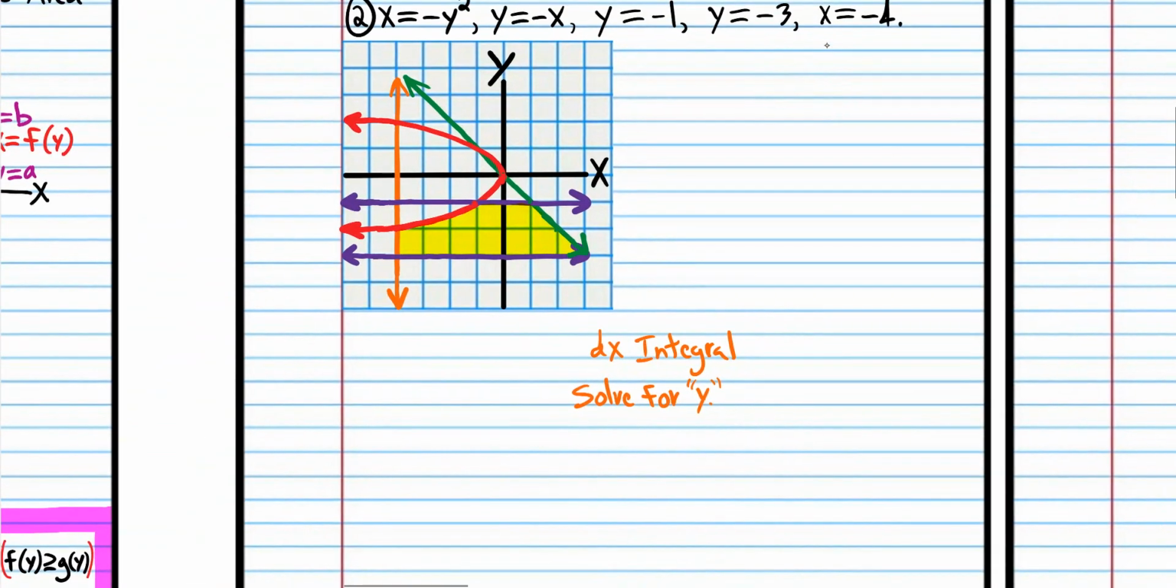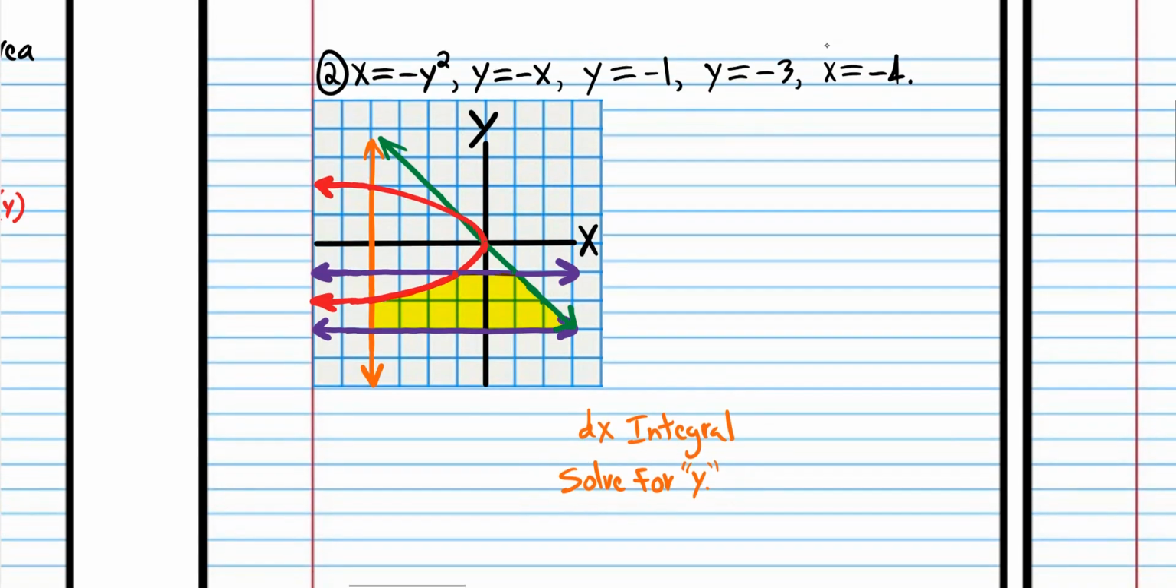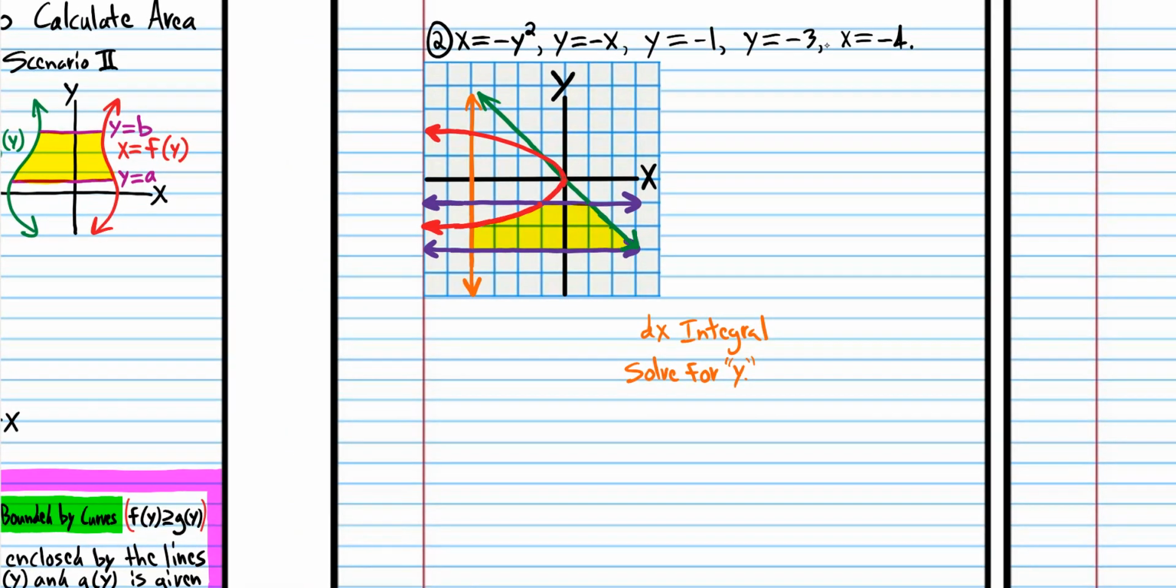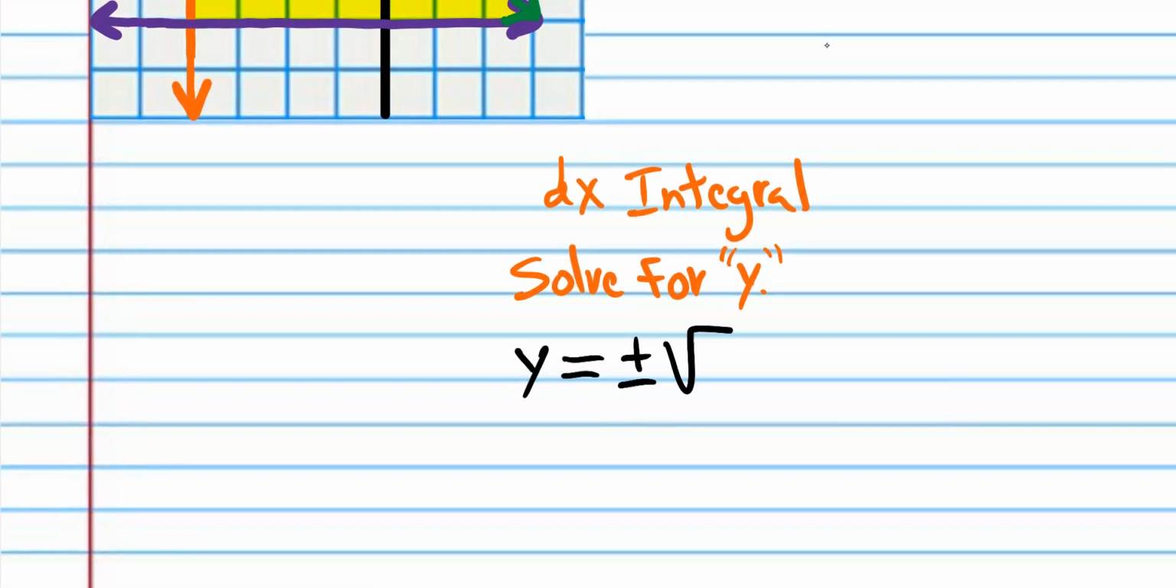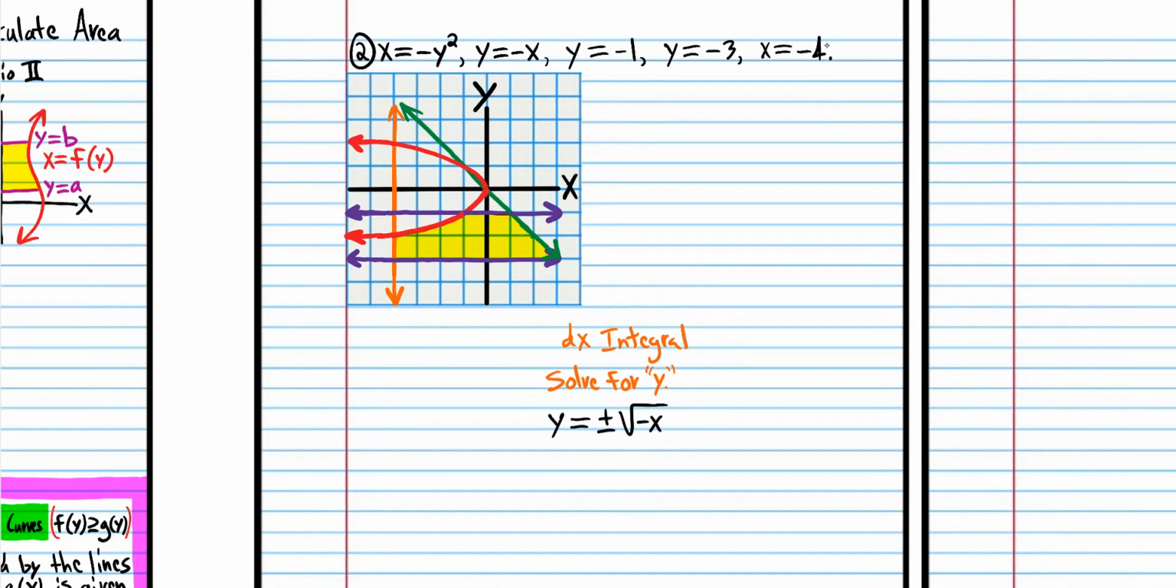So it's kind of weird. Now, if we're going to use a dx integral, we have to solve for y. And y is solved for with this equation, but it's not solved for with that equation. So if we solve for y, you see y is equal to plus or minus the square root of negative x. So that's kind of a weird thing there. We had to write a plus or minus symbol, and we have a negative inside the root. So that's very strange.